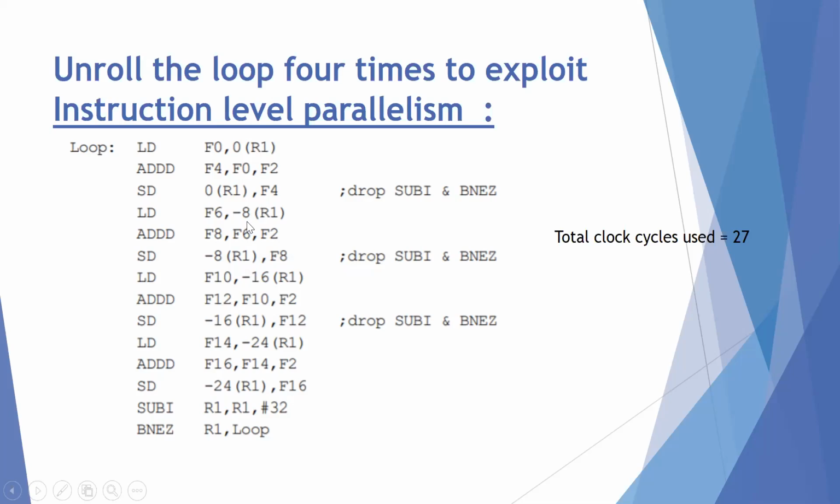Since the next 8 locations have to be picked up, again it is added with the constant and the data stored back to the same memory location. Then the third load, again the next 8 locations, so it becomes -16(R1) and is added to a constant. I hope you don't want me to elaborate more. I spent the last entire lecture on this.